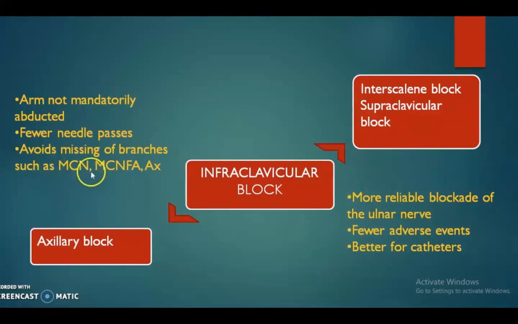Whereas compared to the more distal axillary block approach, the intraclavicular block has advantages such as the fact that the arm does not have to be mandatorily abducted like an axillary block. And in the axillary block, there are early branches of the medial cutaneous nerve of forearm, musculocutaneous nerve, axillary nerve and others, because of which we might miss these branches in the axillary block, which is all avoided in the intraclavicular block.